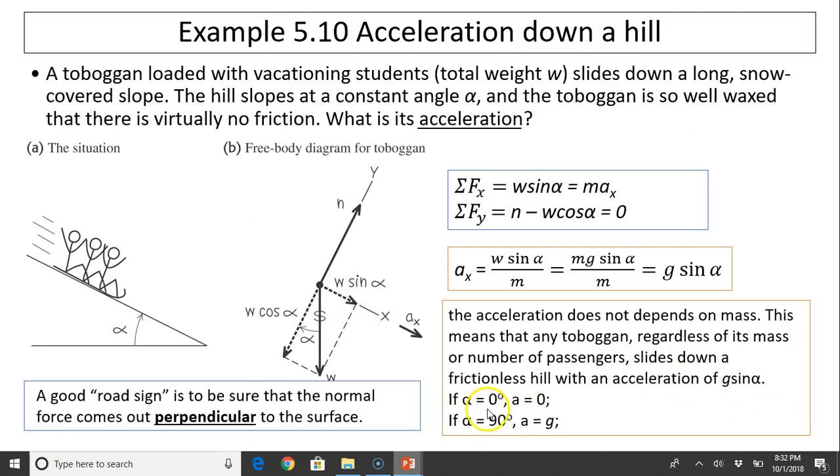In the special case where alpha equals 0, that means there is no incline, then a equals 0, so there shouldn't be any acceleration. In another special case, when alpha equals 90 degrees, like vertical, then the toboggan should be in free fall.